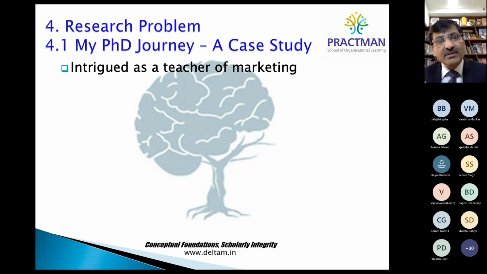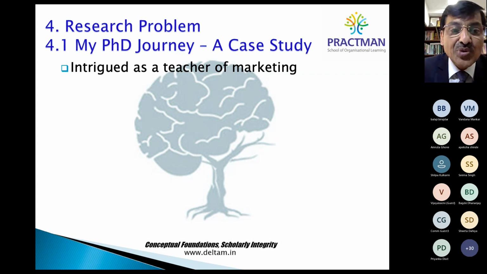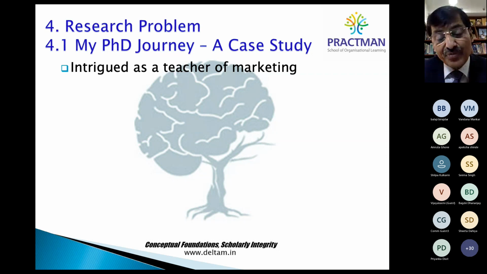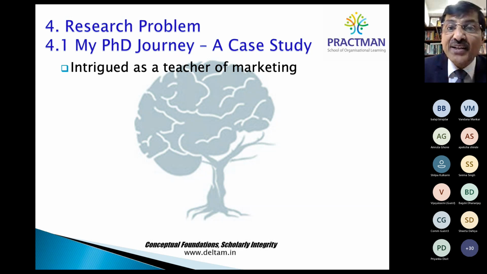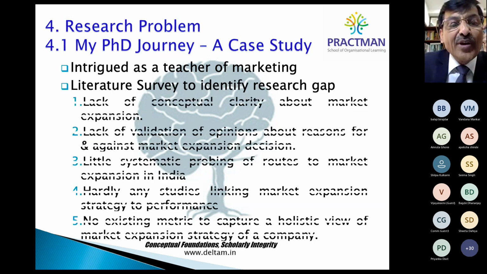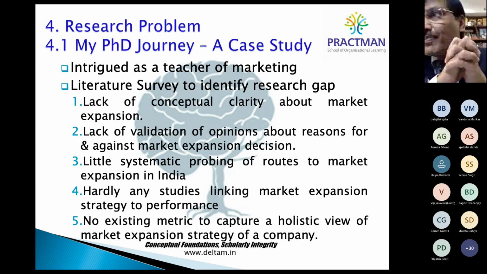Theory says that market share is what you should target, whereas the real data from the field says that there is still scope to expand the market itself. So I started studying the literature in various areas, 9 different theoretical areas. Upon studying the literature, I identified 5 different types of research gaps.